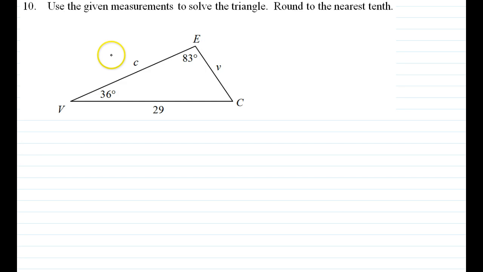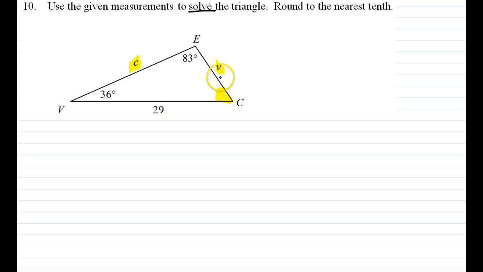Alright, number 10, we're going to solve the triangle. And so if we solve a triangle, we find all the missing pieces. So I need to know what this angle here is for C. I need to know the missing side V and the missing side C. So the easiest one to start with is finding the measure of angle C.